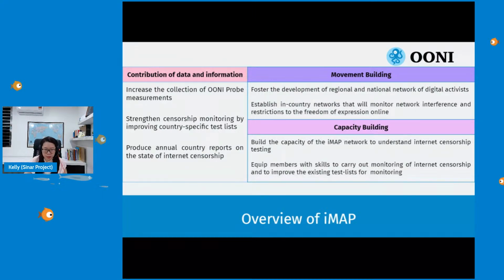The first one and the most important one is to contribute data and information in terms of internet censorship. Through this, we are trying to increase the collection of OONI Probe measurements. We are also asking our network to strengthen the censorship monitoring by improving the country-specific test list to include updated and relevant sites to monitor, and to also produce annual country reports on the state of internet censorship in the 9 countries and regions that I mentioned earlier.